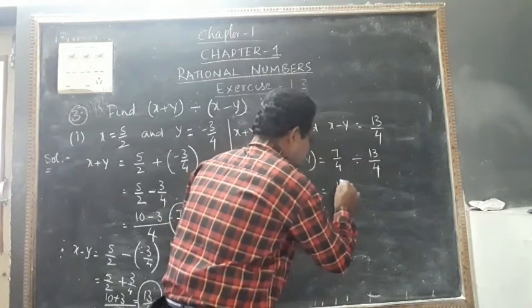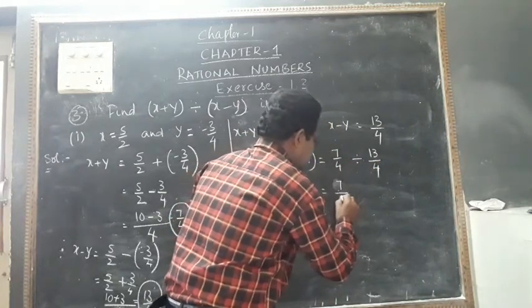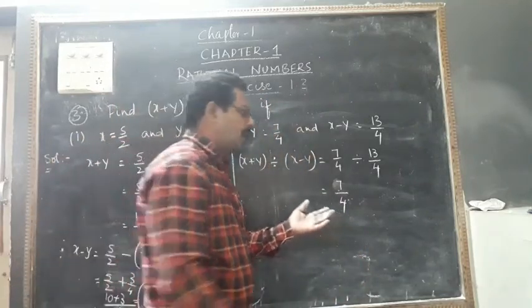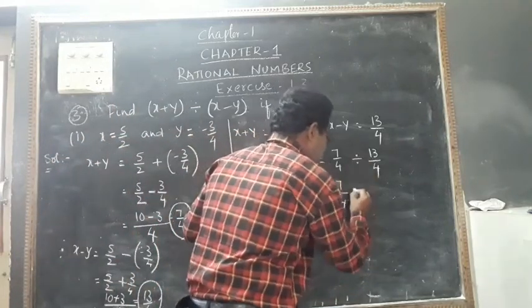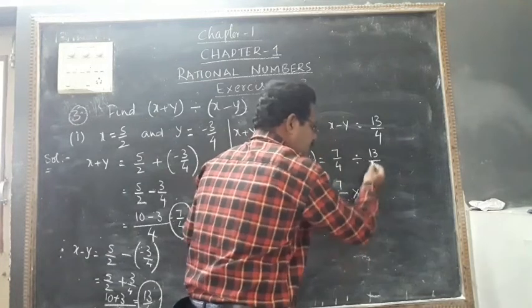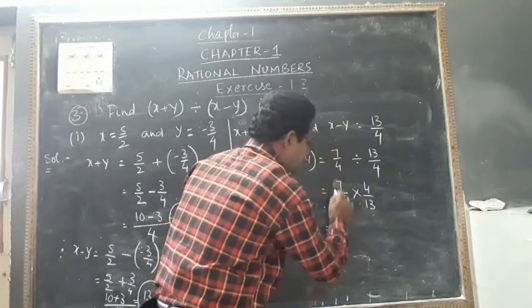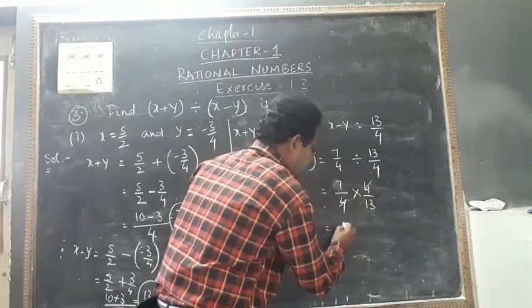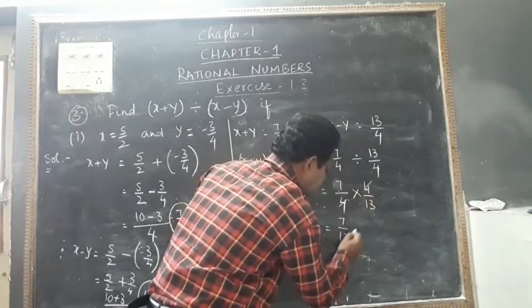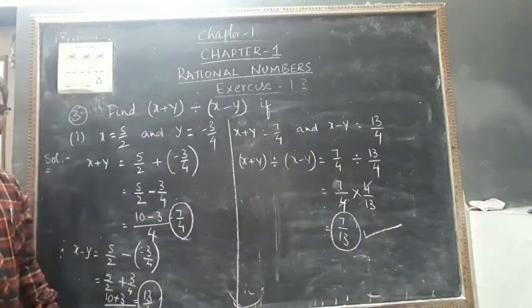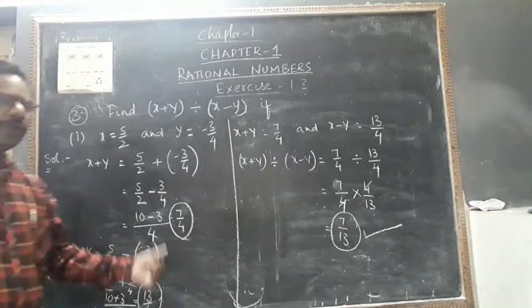In rational numbers, division is not possible directly; division will be converted into multiplication. So divided by will be converted into multiplication and the fraction will be reversed. 7 by 4 into 4 by 13. 4 1s are 4, 4 1s are 4. The answer is equal to 7 by 13 is the answer. Okay, please note down.